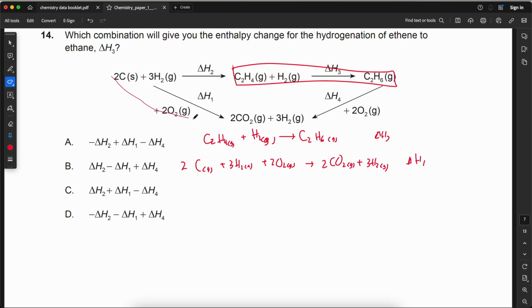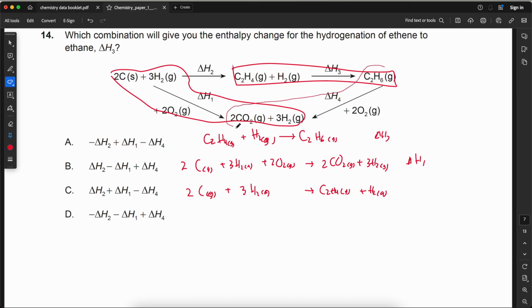Okay, this one. Now H2. H2 we start with 2C. So 2C solid plus 3H2 gas will produce C2H4 gas plus H2 gas. And now the delta H4, that will be this one.